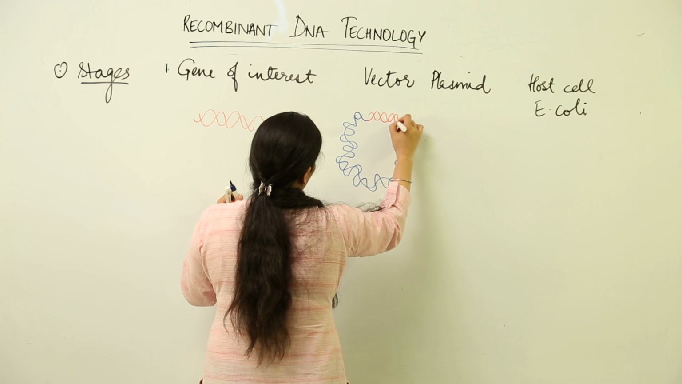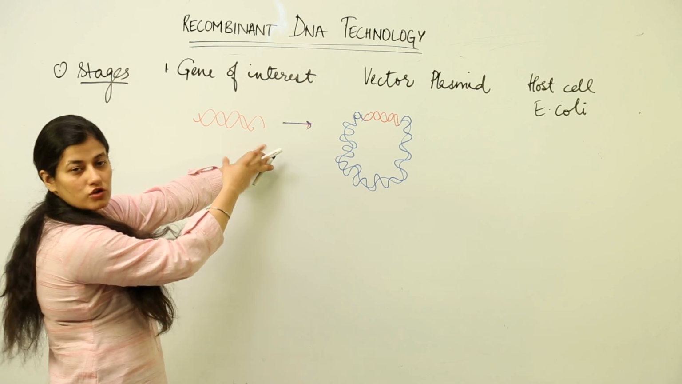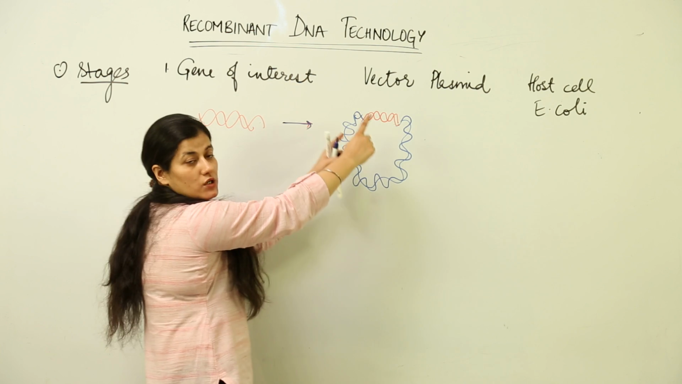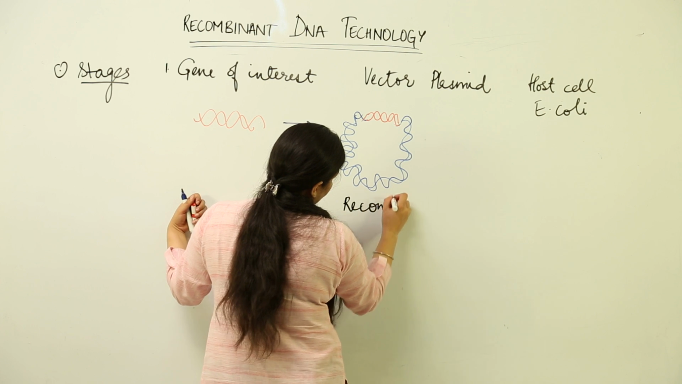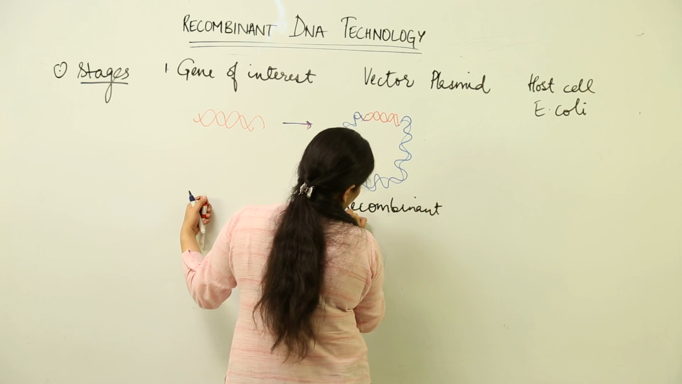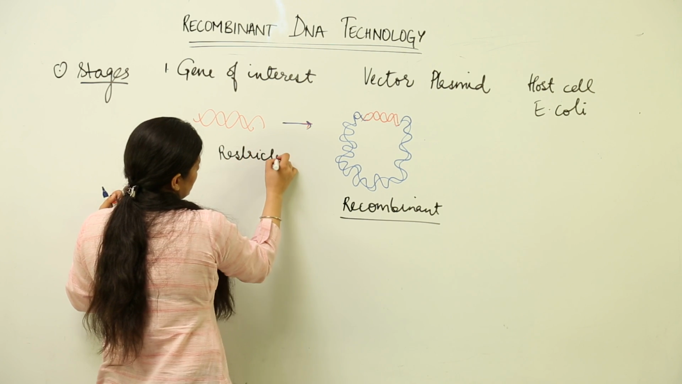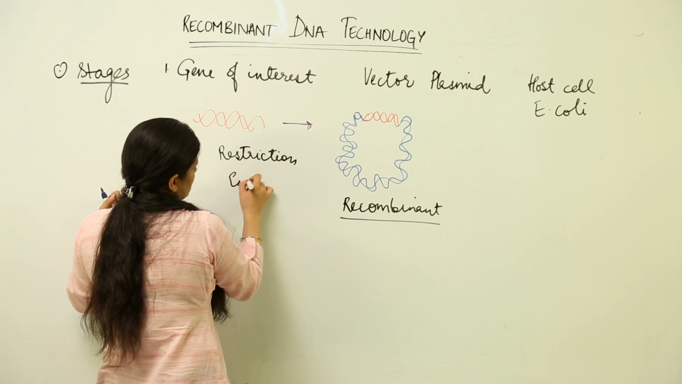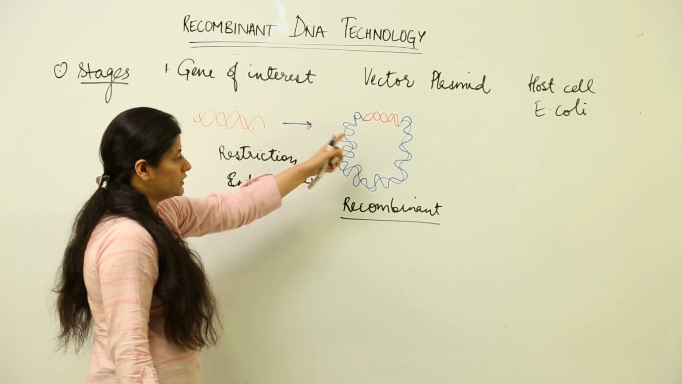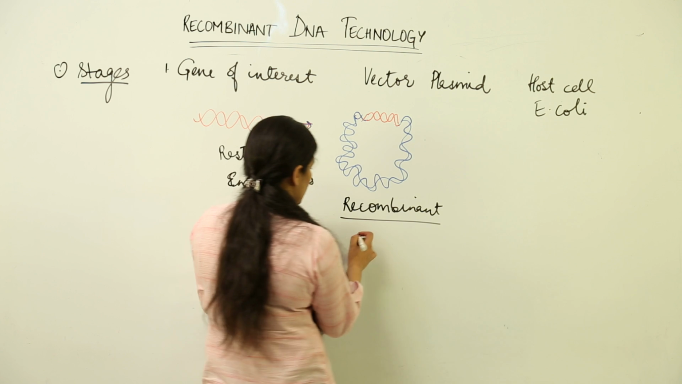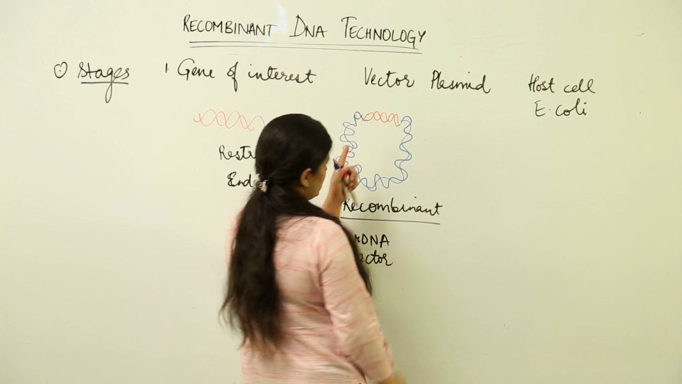Now a plasmid that has the alien gene inside it, as you see the composition of the plasmid has changed, the alien gene has got incorporated over here, and it is known as recombinant. How has this process been carried out? It is carried out using restriction endonucleases. This restriction endonuclease will cut it and form the recombinant DNA that we otherwise call an rDNA vector. This is the vector because it is a plasmid.